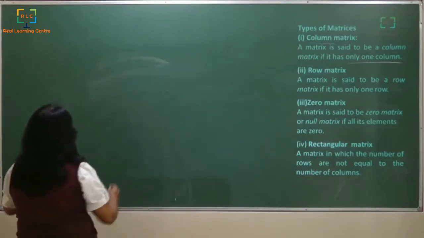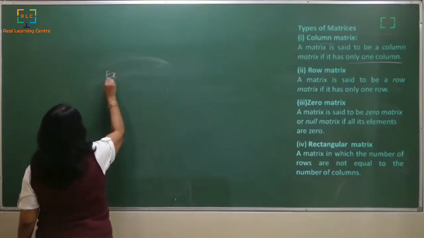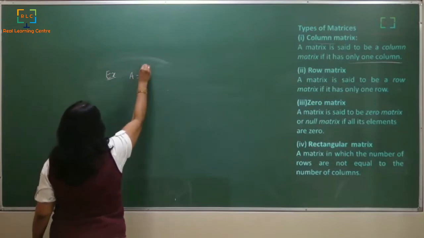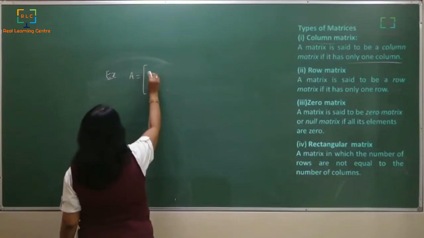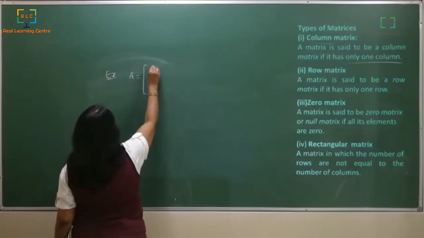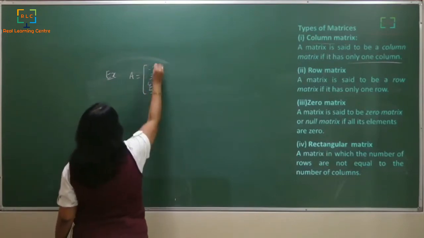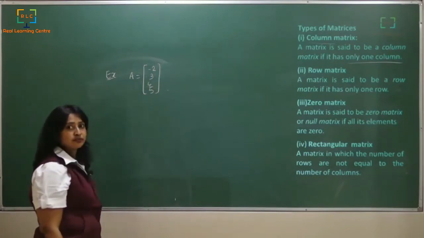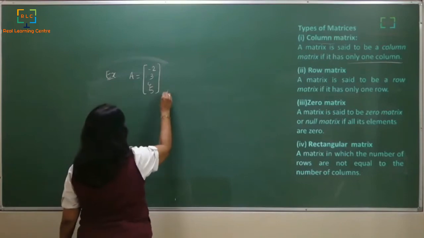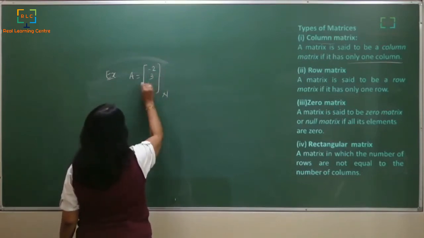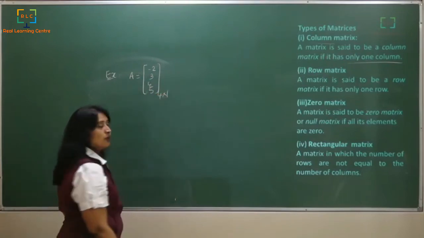Coming to the column matrix, I am writing an example. It should have only one column, that is, elements present in a vertical line. So this will be minus 2, 3, 4, 5, something like this. Now what is the order of this matrix? It always has one column, so n will always be 1, and it can have any number of rows. Here, the rows are 1, 2, 3, 4. This is a 4 cross 1 matrix.